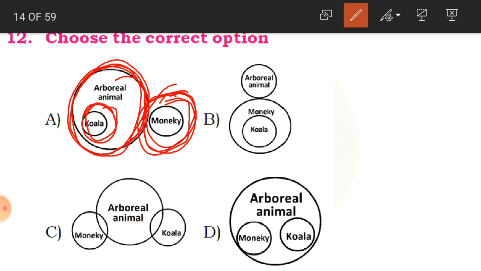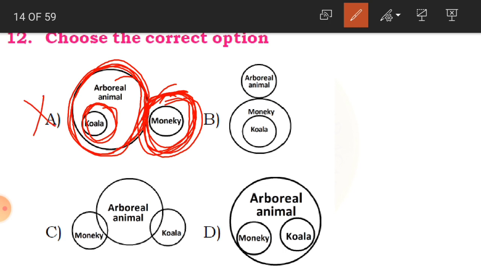But here, this monkey is separated. It is not in the big circle which is meant for arboreal animal. It is outside the circle. So they are telling that monkey is not an arboreal animal. Is it correct? No. Monkey and koala both are arboreal animals. So this one is the wrong option.